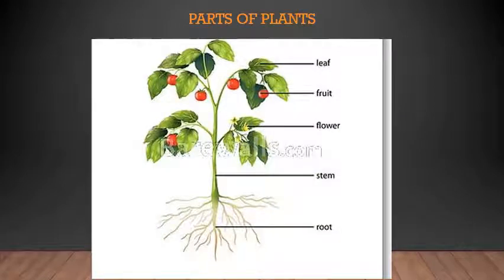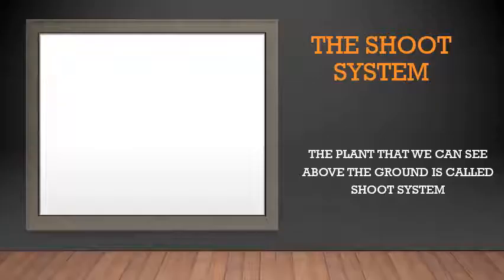What the different parts of the plants are: leaf, fruit, flower, stem and roots. These are the main parts of a plant. Any plant you take, all these parts will be present. That is leaf, fruit, flower, stem and root. These are the major parts of a plant.